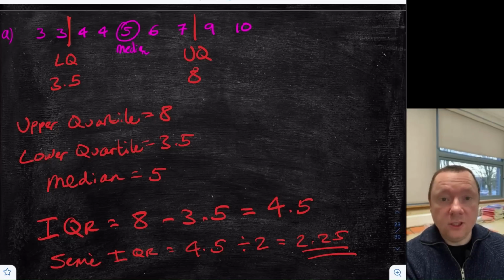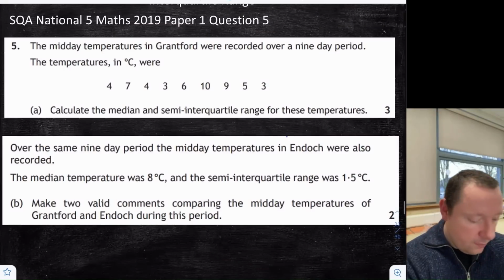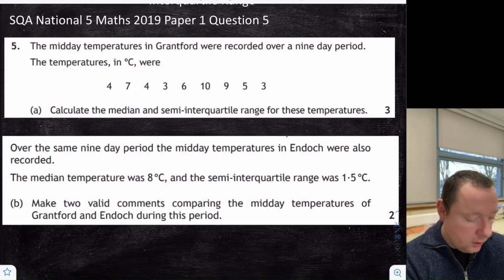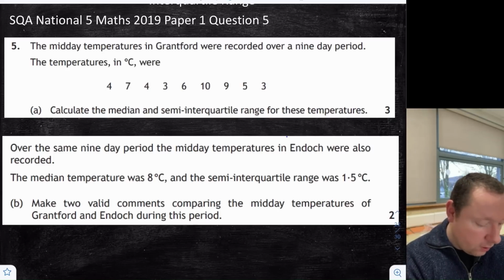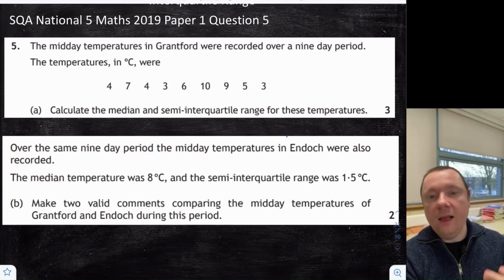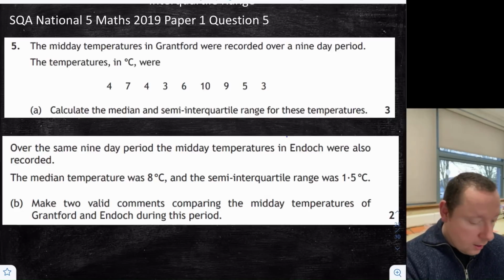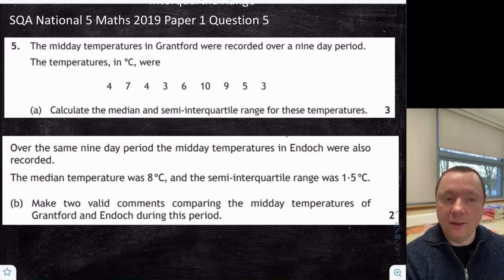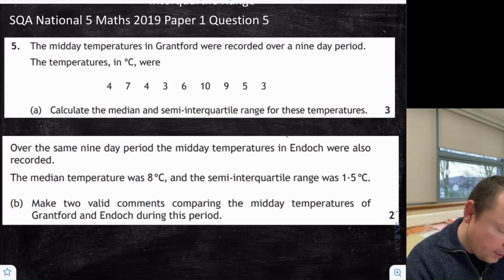Let's move on to the comparison statements, which work the same way for interquartile range or for semi-interquartile range. Over the same 9-day period, the midday temperatures in NDoc were also recorded and the median was 8 and the semi-interquartile range was 1.5. Make 2 valid comments. So this is a bit like when you did standard form. Median is the same as mean, basically. You're using on average. But for interquartile range, that's the same as standard deviation. You're using consistency there. So let's start off with median and then consistency.